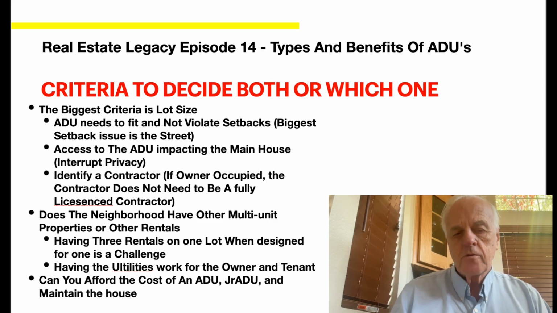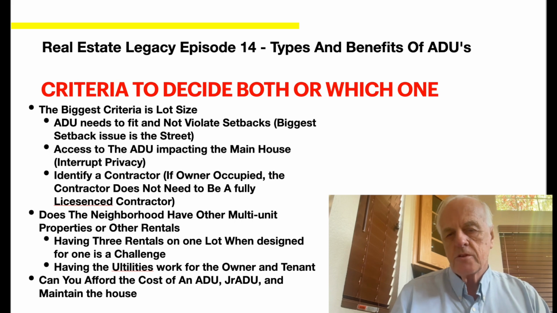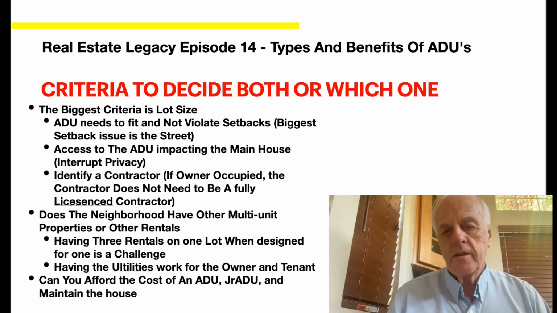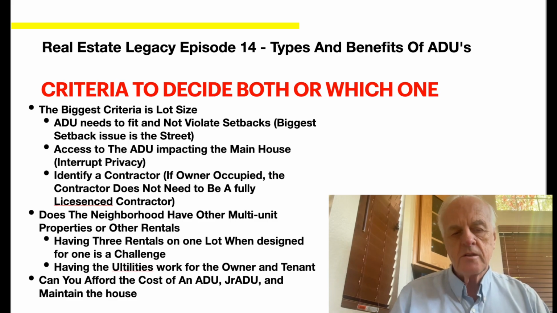Having the utilities work for both the owner and the tenant. If you just have electric on one, you're still going to pay the water and sewer probably as a tenant. But if you have a detached ADU, then you typically can separate all the utilities, and then the utilities get paid for by the tenant. So that's just something to consider.